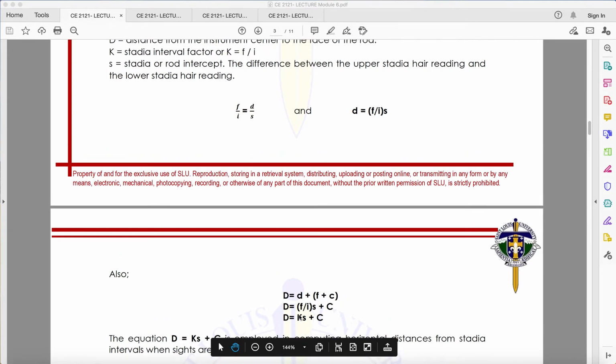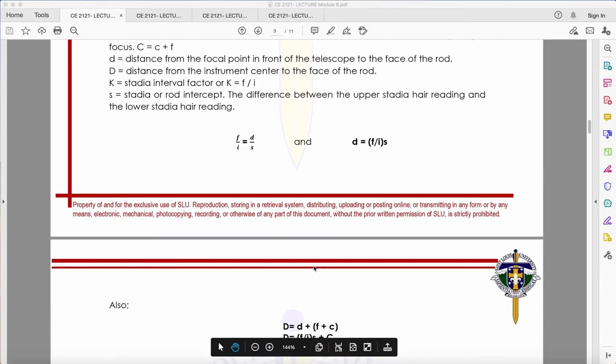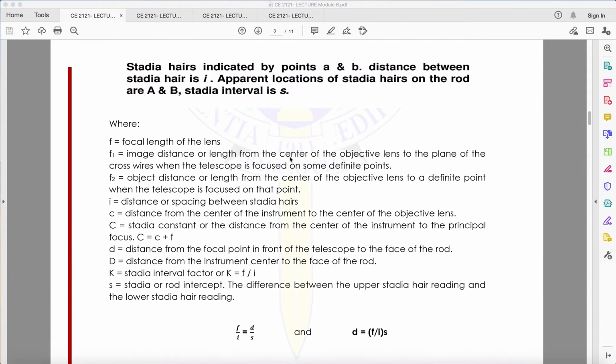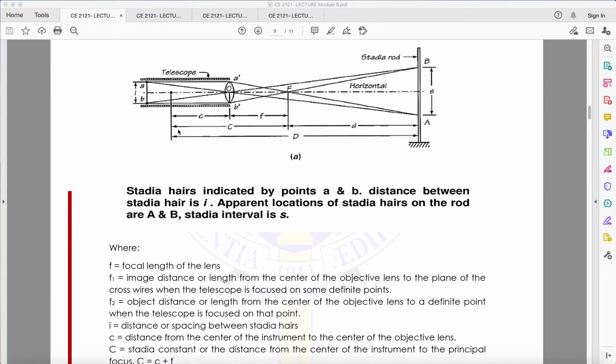times the stadia intercept plus C. What is our C? It is the stadia constant, the distance from the center of the instrument to the principal focus. For this one, capital C is given by the manufacturer.